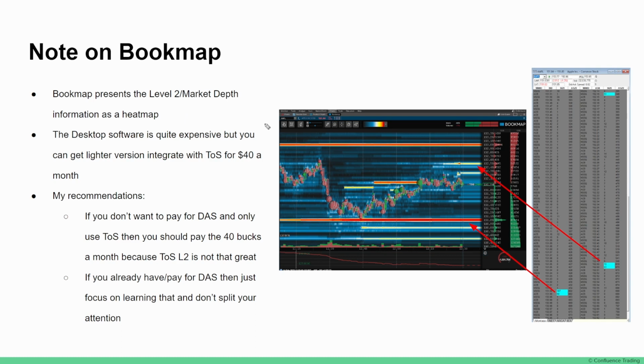The last thing I want to do with this lesson is just to quickly introduce a tool called Bookmap. Bookmap is a very cool tool that presents the level 2 and market depth information that we've been talking about in this lesson as a heat map. A couple things that I'll say before we get into an example of the tool is, first, that the desktop software is, in my opinion, kind of too expensive to warrant buying. But at least as of the time of recording this lesson, you can actually get a lighter version with pretty much all the functionality you need that integrates with the Thinkorswim platform from TD Ameritrade for only $40 a month. So again, that's as of me recording this.